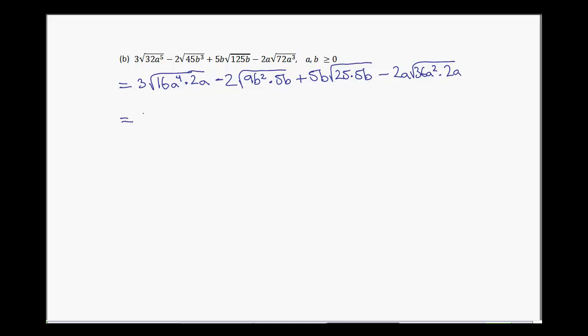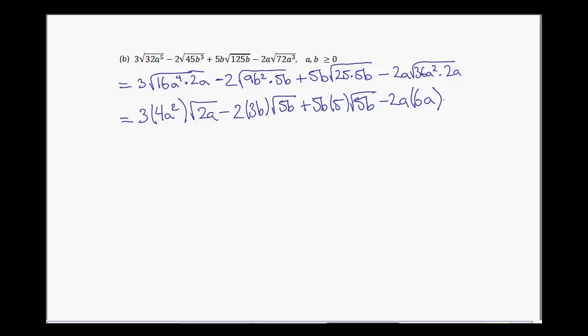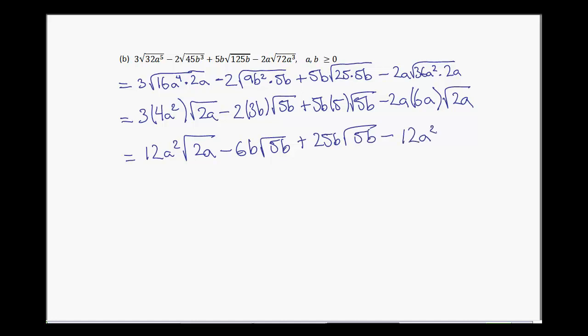All right, so let's simplify that. We have a 3 factoring out 3 times 4a squared, leaving us with 2a, minus 2 times 3b, leaving us with square root 5b, plus 5b times 5, leaving us with square root 5b, minus 2a times 6a, leaving us with root 2a. Simplifying it even more, we're left with 12a squared root 2a, minus 6b root 5b, plus 25b root 5b, minus 12a squared root 2a. Now that we have the same indexes and radicands for sum, we can collect like terms.